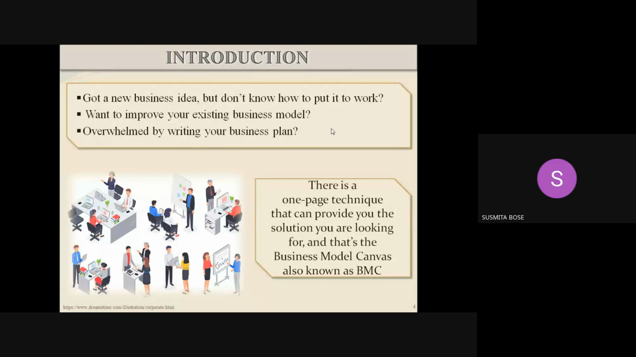Okay, thank you. Now, if you have a business idea but don't know how to put it to work, or if you already have a business and want to improve your business model, but you are swamped by writing your business plan, with so many things to write and you don't know where to start, where to finish, what to write, what not to write, there is a one-page technique that can provide the solution you are looking for. That's the business model canvas, also known as BMC.